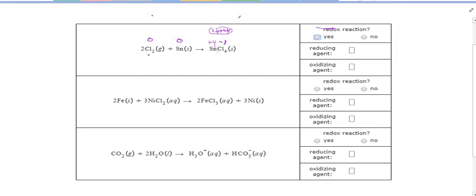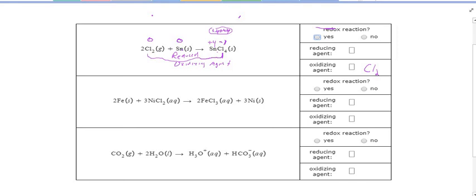The chlorine goes from a 0 to a -1. It is being reduced, and therefore by definition it is the oxidizing agent. Okay, so in Alex I write the oxidizing agent in this case is going to be, type in Cl2.